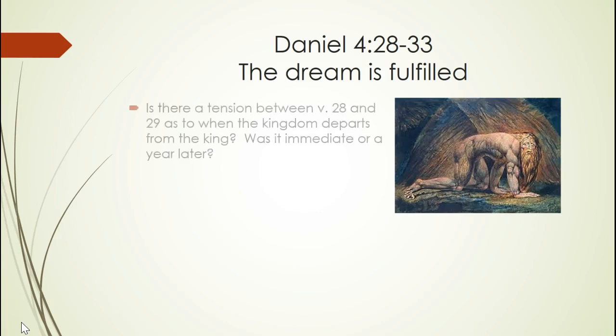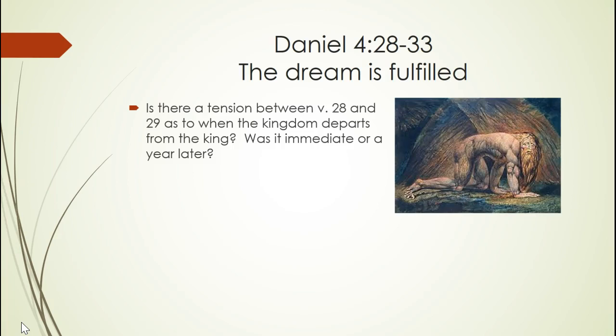Okay, so we have the dream now being fulfilled. Some have wondered if there is a tension here between verse 28 and 29 as to when the kingdom departs. So it says, verse 28, all this came upon King Nebuchadnezzar.